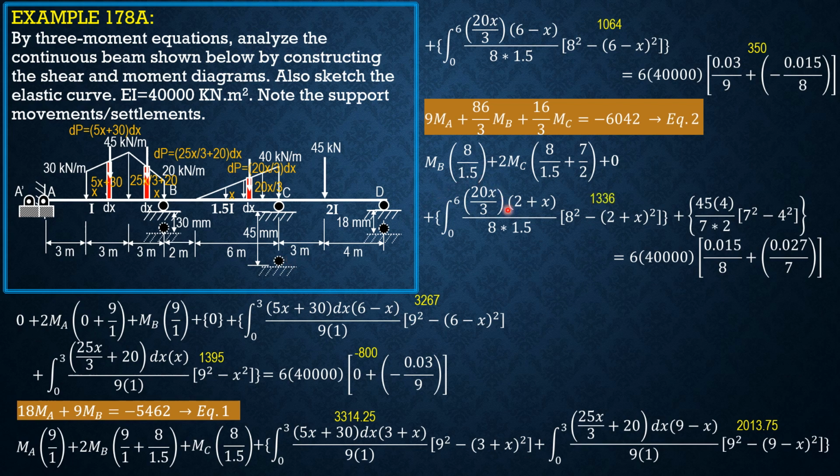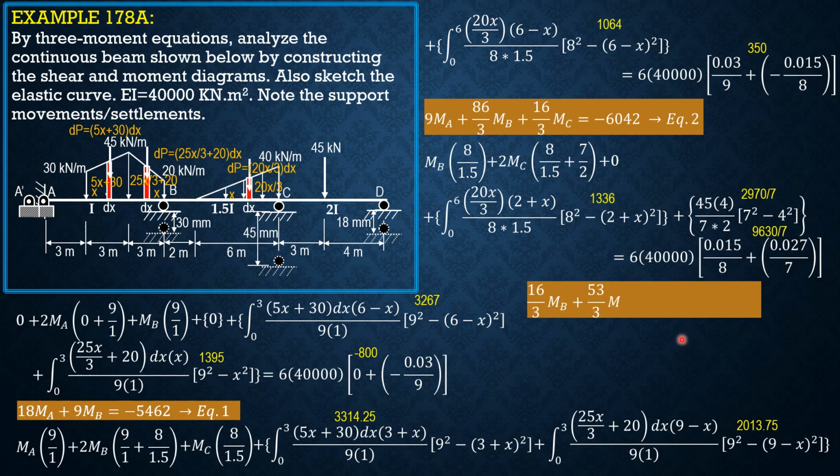So the value of this integral is 1336. This is 2970 over 7, and this one is 9630 over 7. So simplifying, 16 over 3 MB plus 53 over 3 M sub C equals negative 2692 over 7. Call that equation 3.